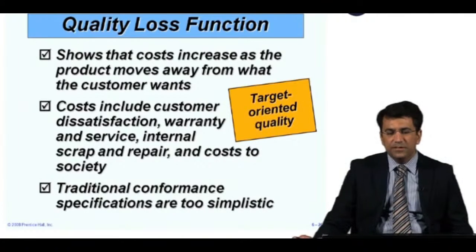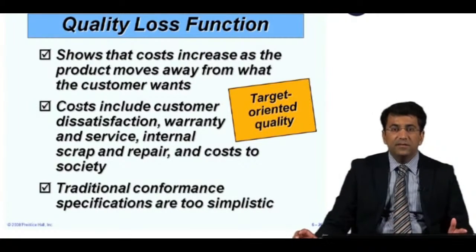Okay, next concept is the quality loss function, related to the Taguchi concept. It shows that costs increase as the product moves away from what the customer wants. Now again, that is related to the definition of quality, that is, meeting and exceeding customer satisfaction. If you are not able to meet the customer requirements, it means the quality is not there, and the farther we are from customer satisfaction, the more and more bad quality we are producing.